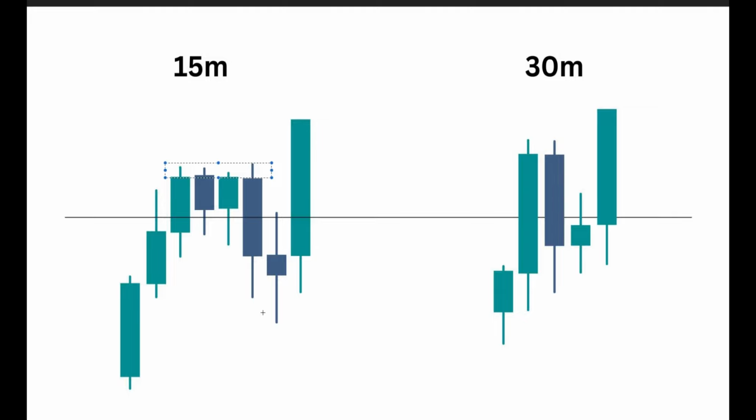Okay, then this is the magical part. What we've got here is what I call reversal pins. Once you notice this on the 15-minute time frame, you can move up to the 30-minute, because you have a slightly different scenario on the 30-minute, which may give you a better entry.